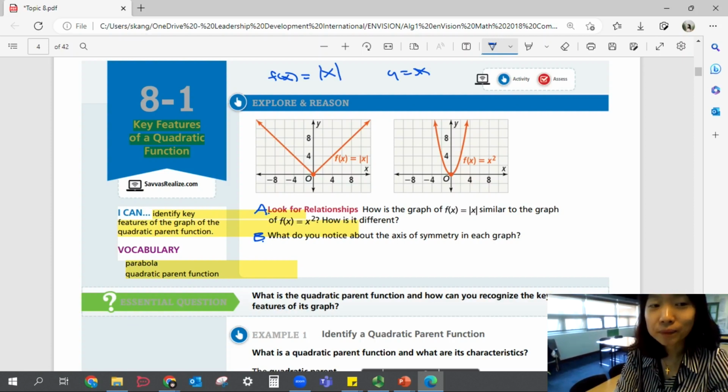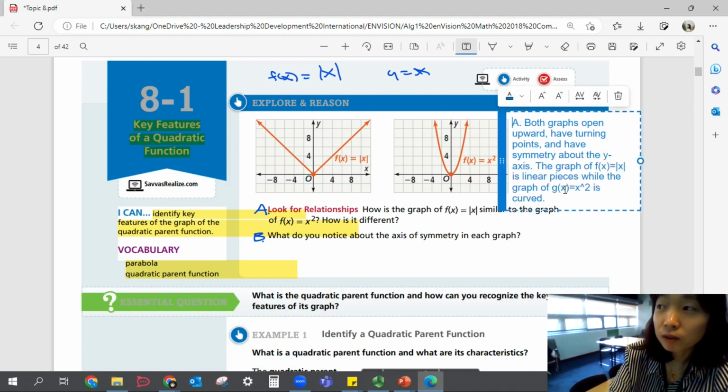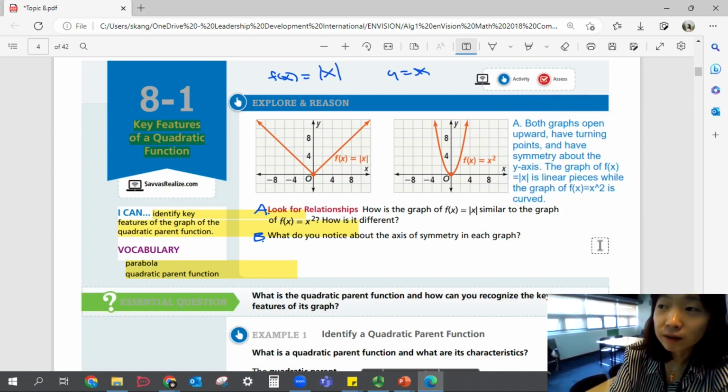Let's record that. Okay, you can say both graphs open upward, have turning points, and have symmetry about the y-axis, right? The graph of f of x equals absolute value x is linear pieces. So it's a piecewise function, like as you have learned in topic 5. While the graph of g of x, or f of x, equals x squared is curved. So those are the similarities and differences.